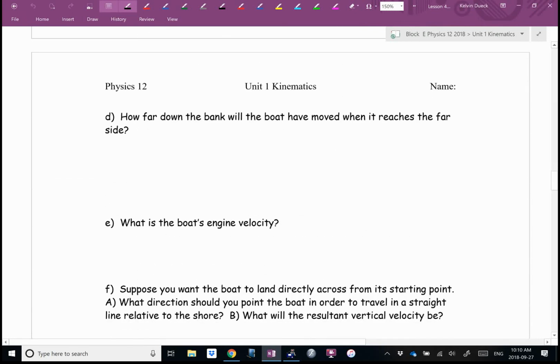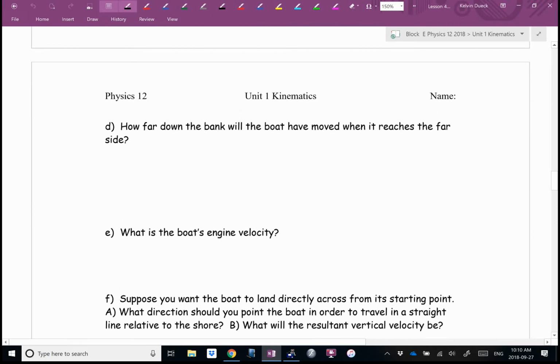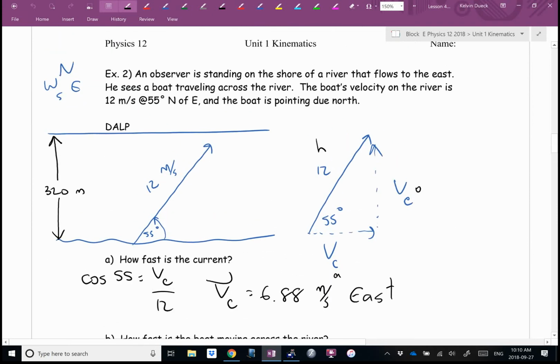How far down the bank will the boat have moved when it reaches the far side? So now it wants us to find that distance. Okay.